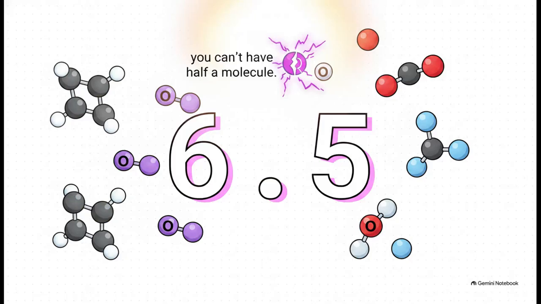Let's break down butane combustion as an example. Butane is C4H10. Following our CHO method, 4 carbons mean we need 4 CO2 molecules.